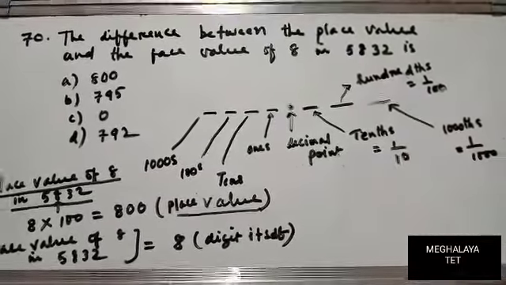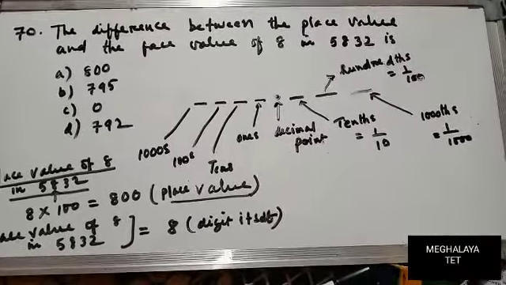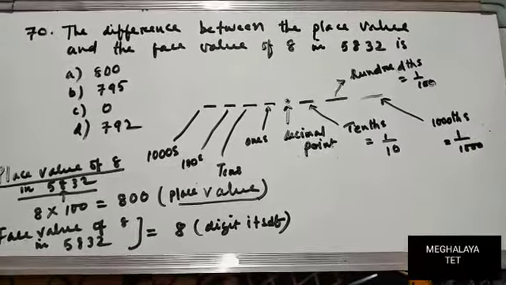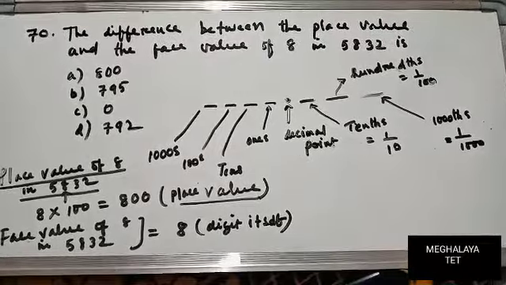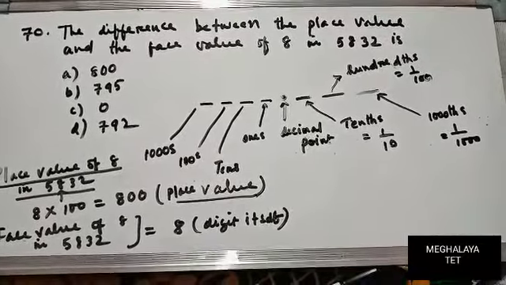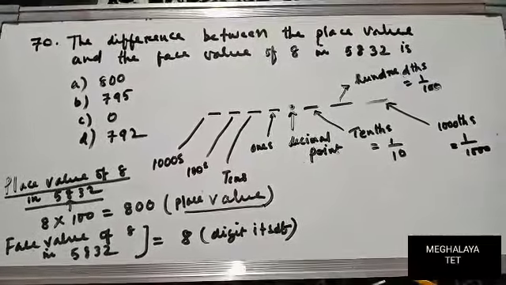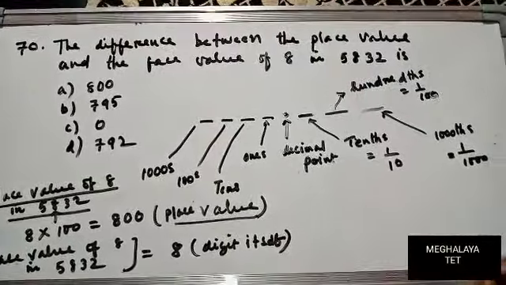Question number 70. In question number 70 they have given the difference between the place value and the face value of 8 in 5832. Option A 800, option B 795, option C 0, option D 792. So we have to understand what is the place value and the face value.